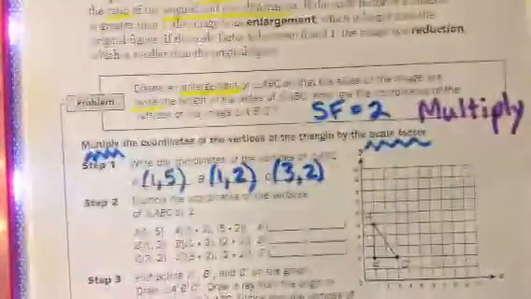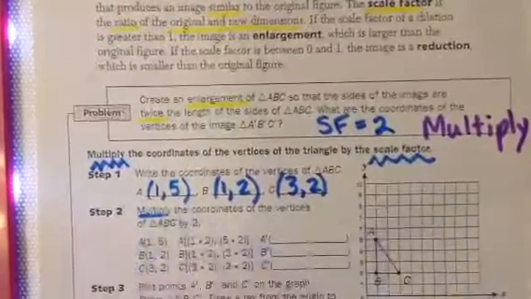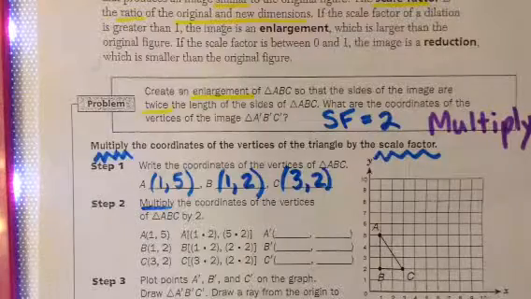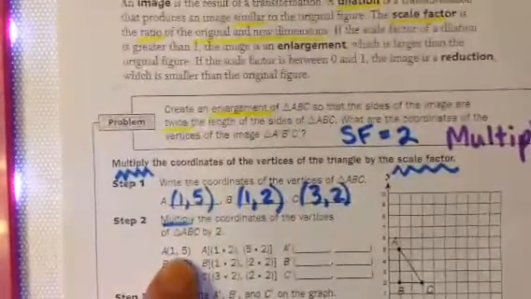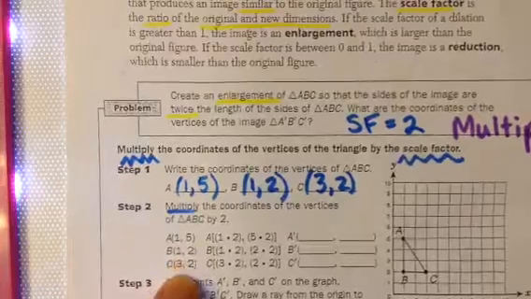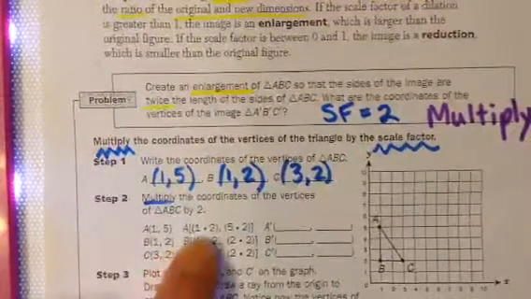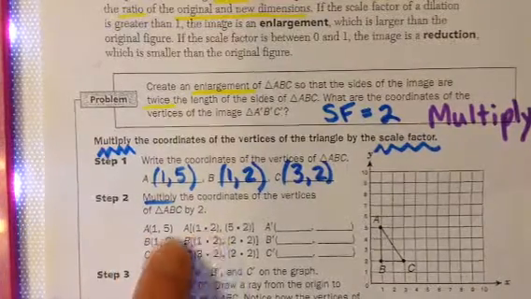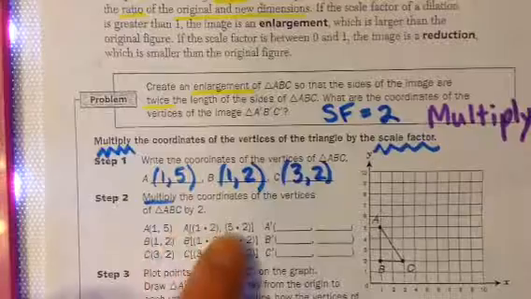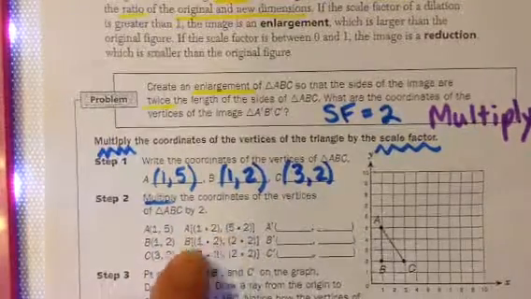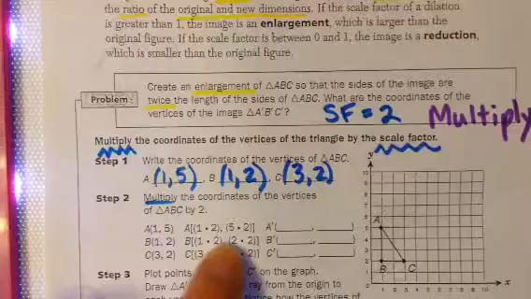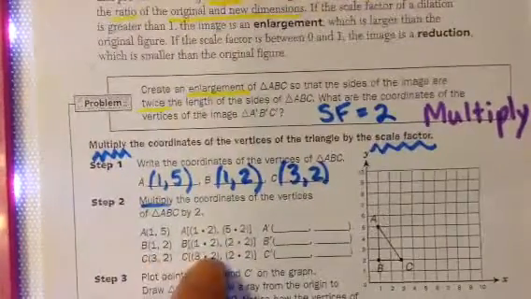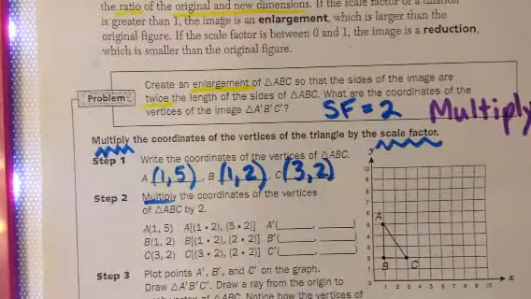Alright, so they're giving me steps. They said multiply the coordinates of the vertices of triangle ABC by 2. So they've listed out, now what I should have got, 1, 5, 1, 2, 3, 2. And then they show me, take that first coordinate, the 1, they're multiplying it by 2. And then they take that second coordinate, the 5, and they multiply it by 2. And they did the same thing here with the 1 and the 2. They're multiplying them both by the scale factor of 2 on the last one.